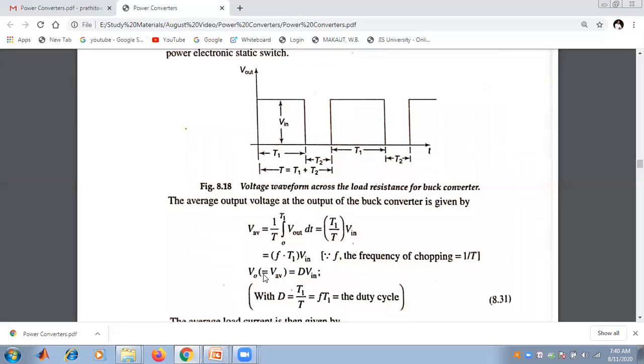So the output voltage, that is the average voltage V out, V suffix O, is equal to D V in. Another term that has arrived is D. D is nothing but T1 by T, or F T1, and it is known as the duty cycle D.